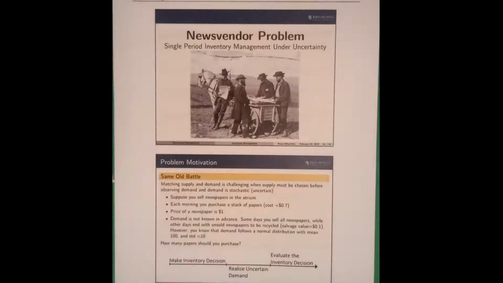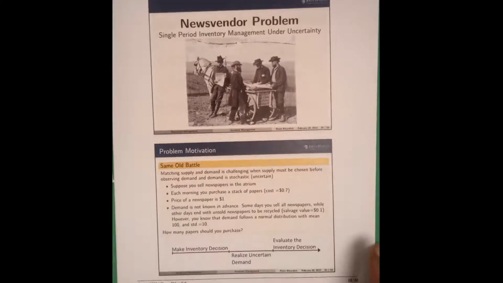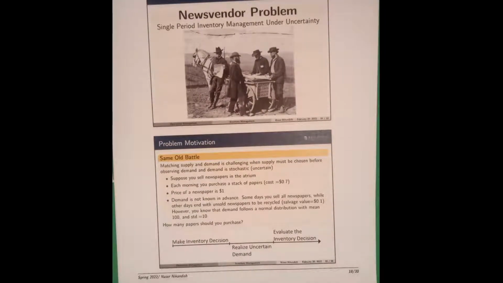So we're going to talk about the newsvendor problem. Imagine this situation where you are buying a newspaper for 70 cents, you are selling it for $1 in the second floor lobby or in an atrium, and if you don't sell the product by the end of the day, you have to salvage it at 10 cents, or $0.10, right?